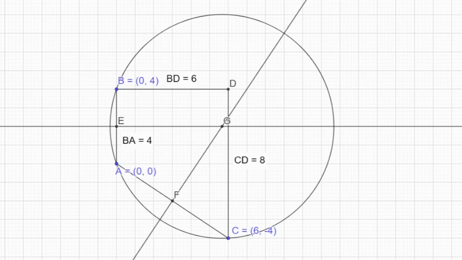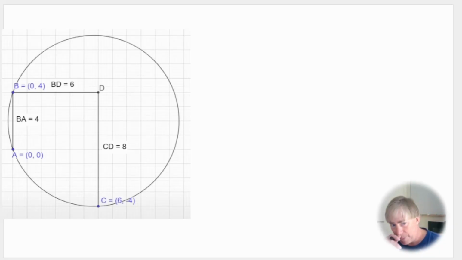Okay, so we're going to go ahead and do that now. Okay, so here are 3 points A, B and C, labelled with the circle passing through them.